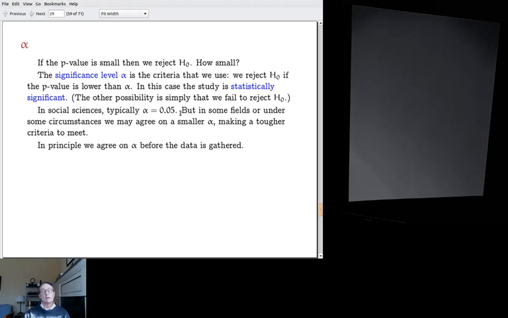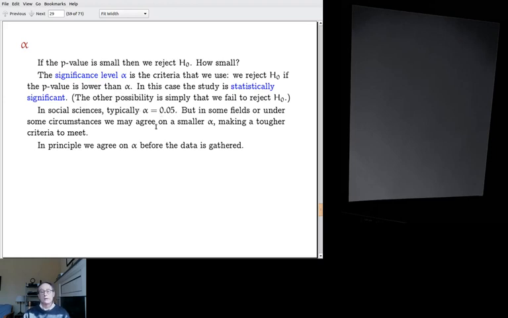If, however, the p-value is more than 5%, remember it was 7.9% in the previous example, then we don't change their mind, and that's called failing to reject the null hypothesis. So if the p-value is small, we reject H naught. If the p-value is big, we fail to reject H naught. The usual turning spot is alpha equals 0.05.